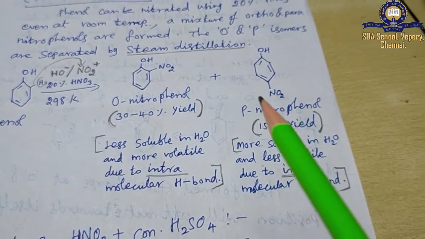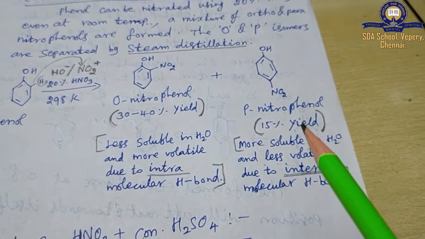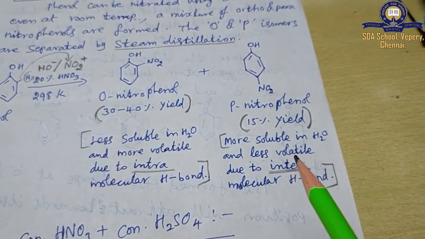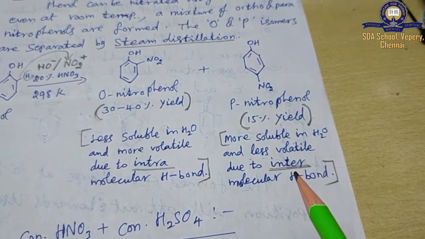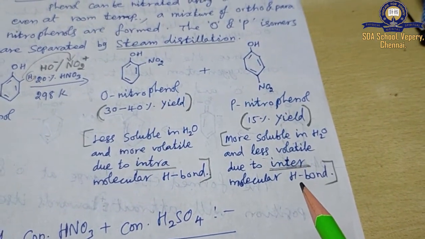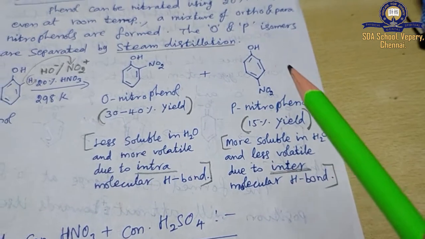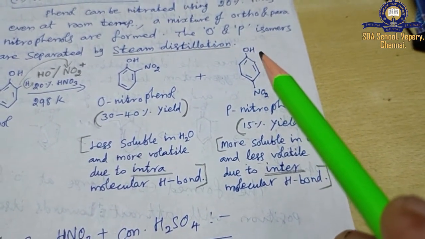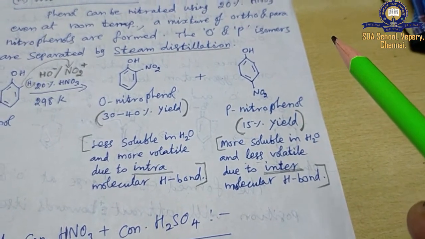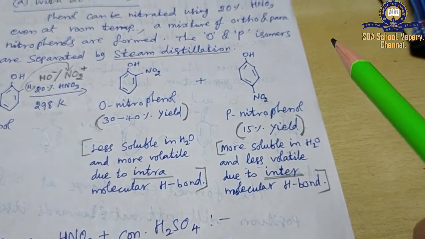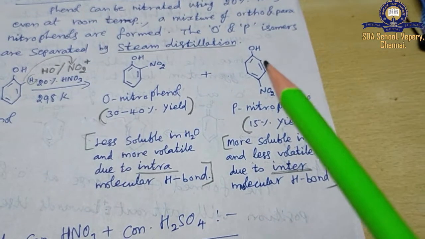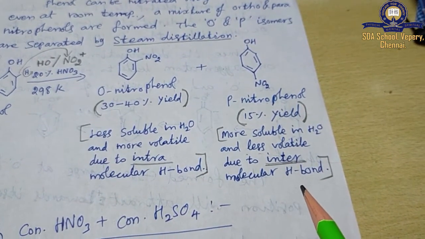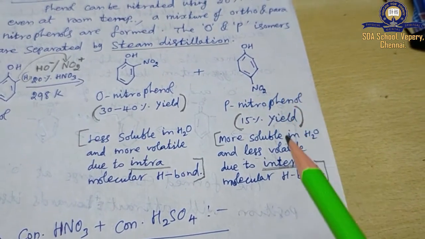The para isomer is opposite to the ortho isomer. It is more soluble in water and less volatile due to intermolecular hydrogen bond. What is intermolecular hydrogen bond? Here the hydrogen of the OH group forms a hydrogen bond with the NO2 group of another molecule. So between two molecules, a hydrogen bond is formed. That is called intermolecular hydrogen bond. That's why it is more soluble and less volatile.